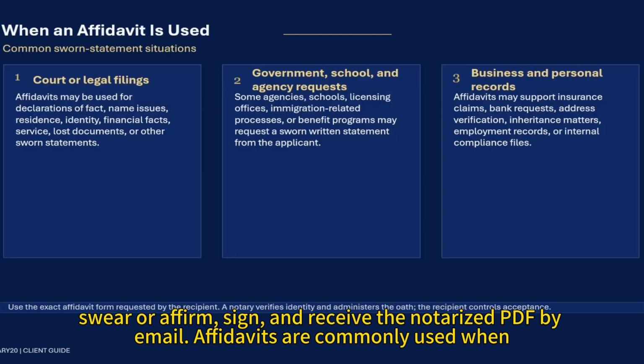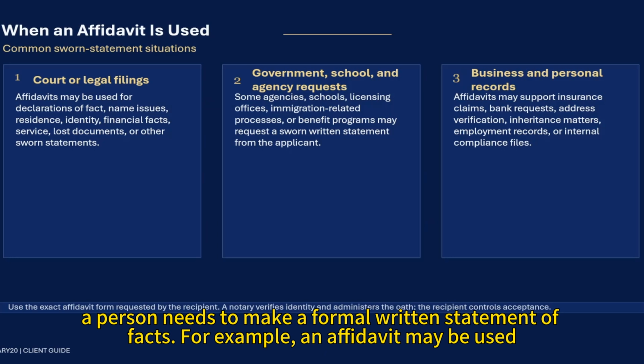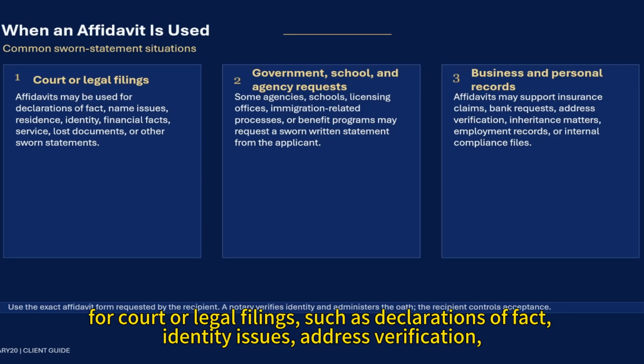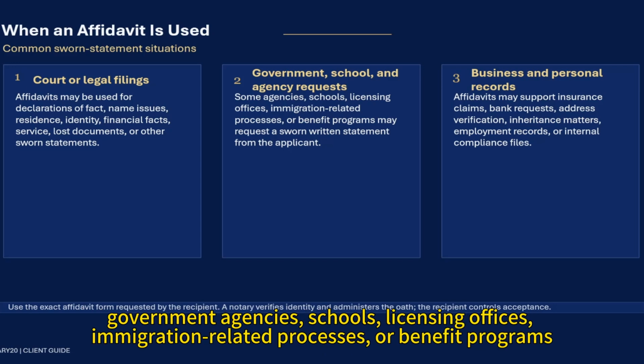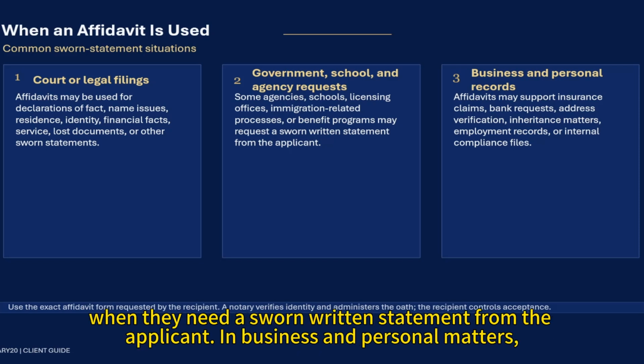Affidavits are commonly used when a person needs to make a formal written statement of facts. For example, an affidavit may be used for court or legal filings, such as declarations of fact, identity issues, address verification, lost documents, financial facts, or service-related statements. Affidavits may also be requested by government agencies, schools, licensing offices, immigration-related processes, or benefit programs when they need a sworn written statement from the applicant.